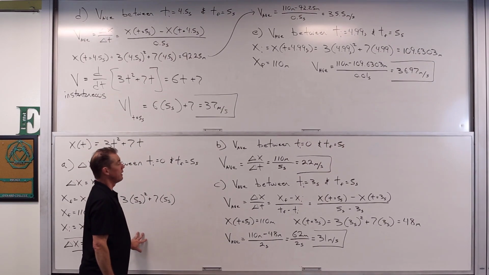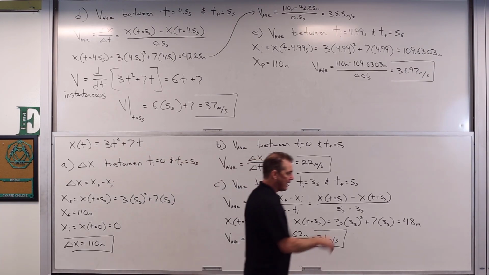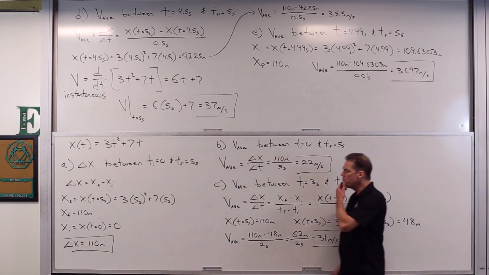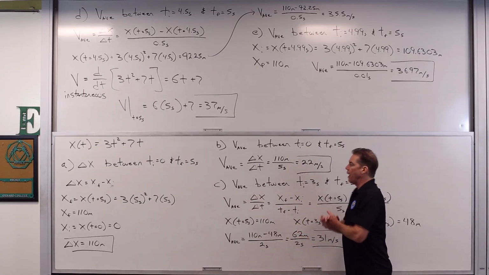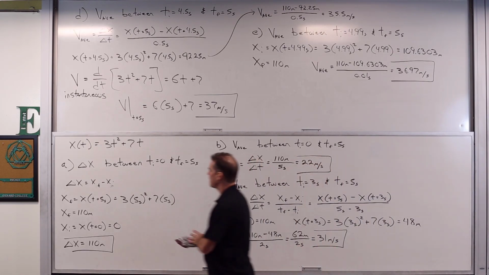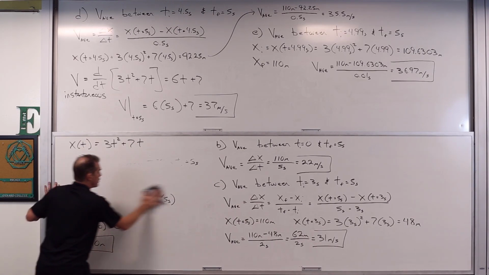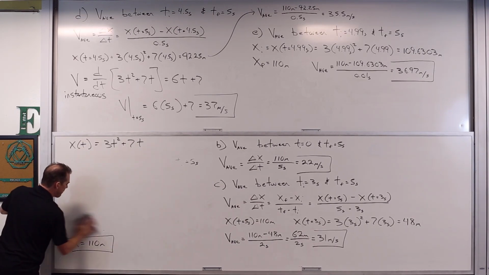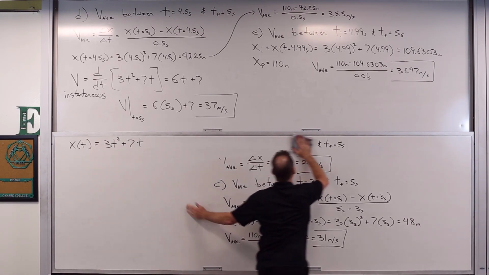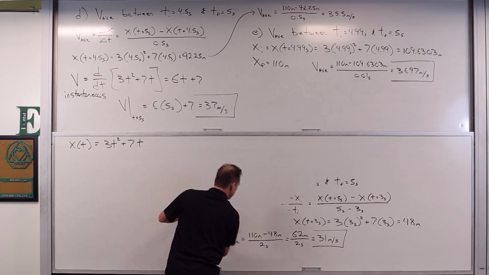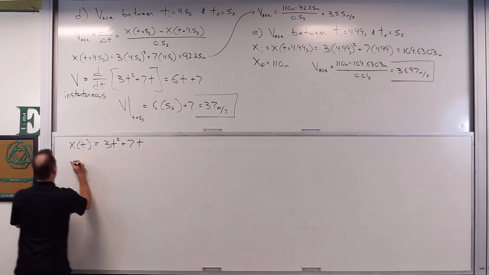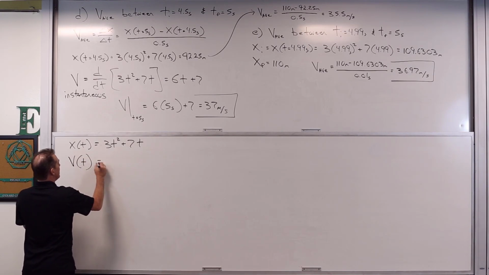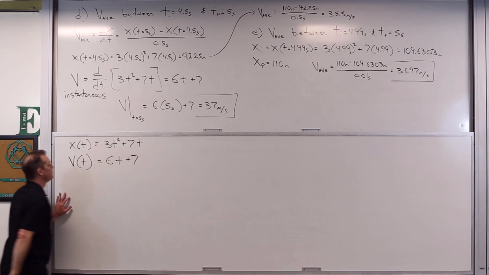Let's do this again for another portion of this, and that's looking at the average acceleration. So, here's the problem. All right, so we are going to take the same object whose position as a function of time is modeled as this, and now we're told specifically that its velocity as a function of time is 6t plus 7. We've got proper SI units. Again, we're working in the x dimension. So we are told now that v of t is equal to 6t plus 7.